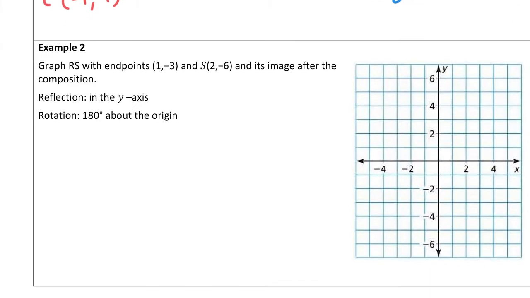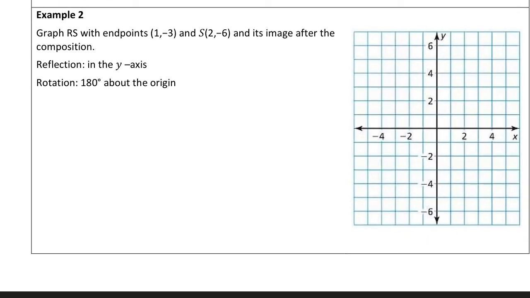In example 2, we're going to perform a composition, which means we're going to be performing 2 transformations. So I'm going to graph my pre-image of RS, and that is R is 1, -3, and then S is 2, -6. So R, S. I'm going to connect those points. I'll use red. That is my pre-image.